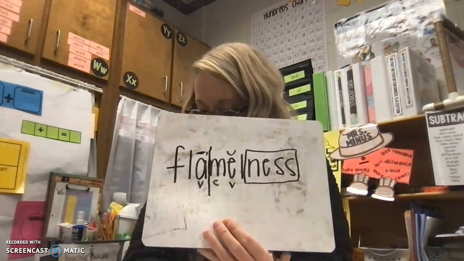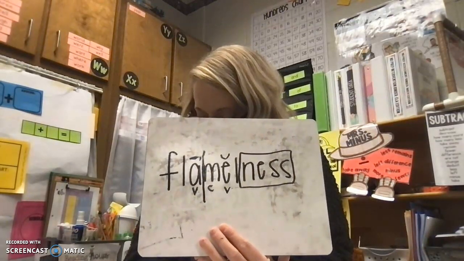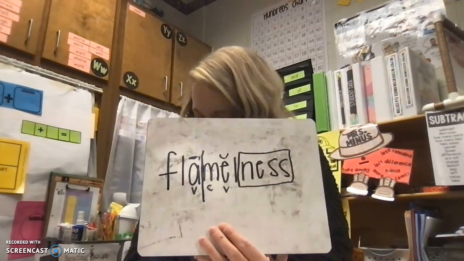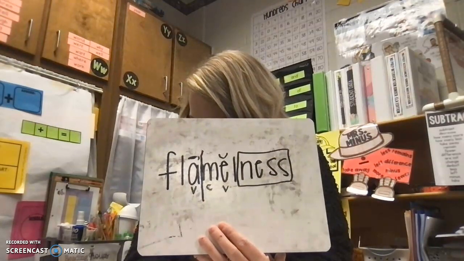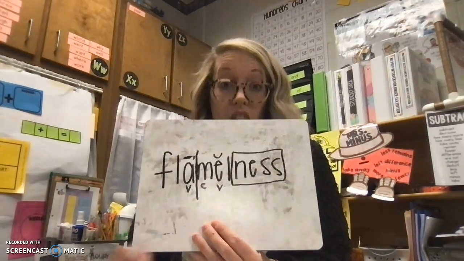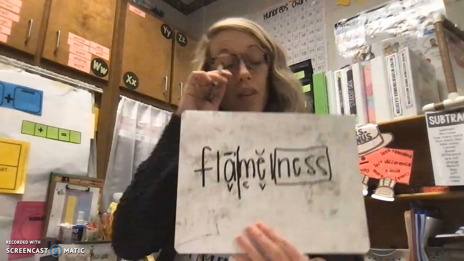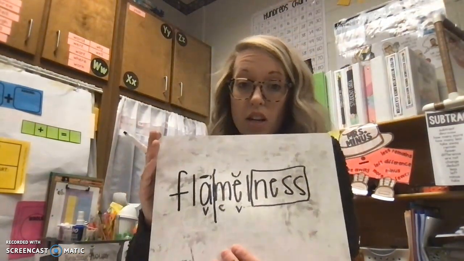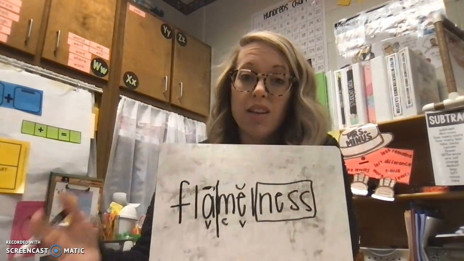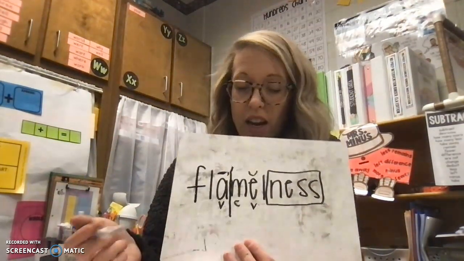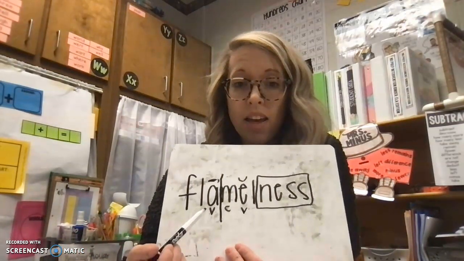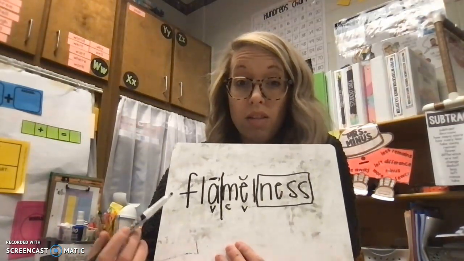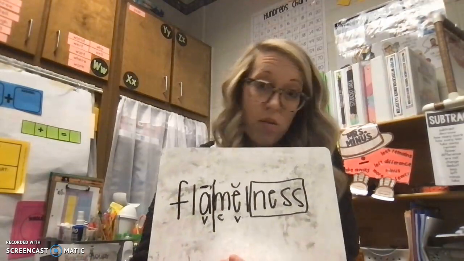Go ahead and try to see if you can do it. Yeah, all right, ready? We're going to sound it out together. Remember, this is a nonsense word. It's not a real word. So it's going to sound funny, but it still follows our pattern. So let's go ahead and phonetically sound it out. Ready? This is a blend. Flamelness. Flamelness.